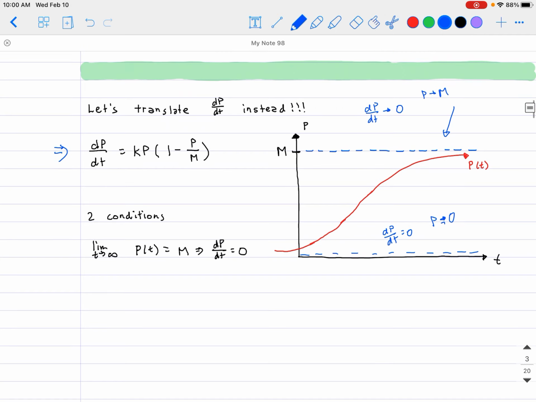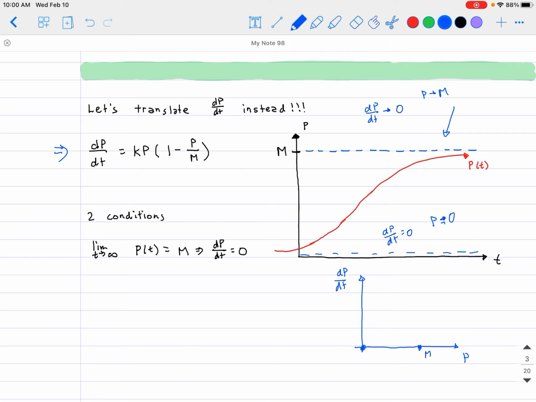So if we were to graph this out on a different axis, where the independent variable is P and the dependent variable is dP/dt, I want to see the relationship between the two according to what we just said. Well, when P is equal to 0, dP/dt is equal to 0. When P is equal to some value M, then dP/dt is also equal to 0.